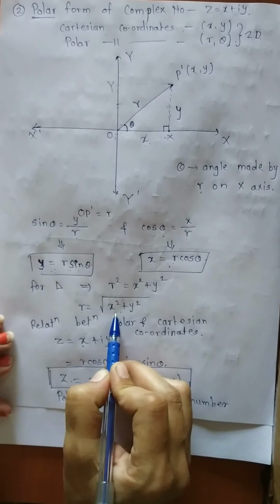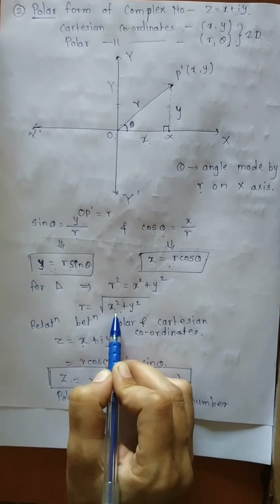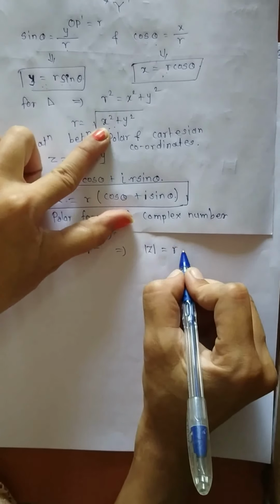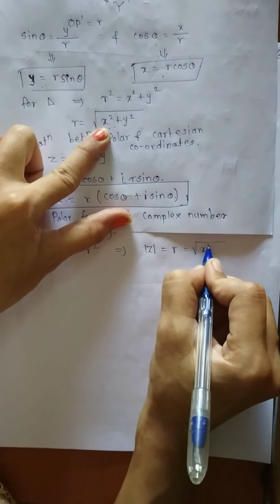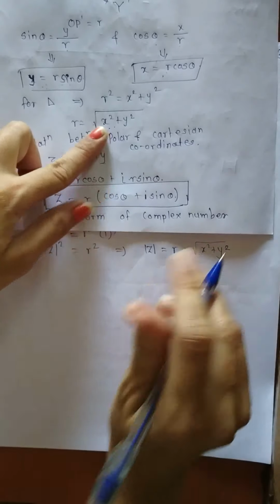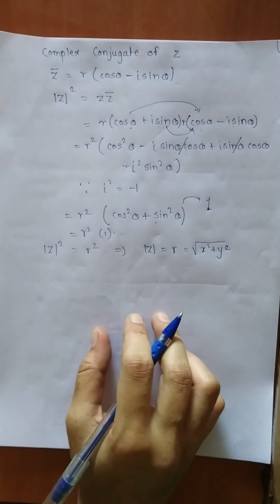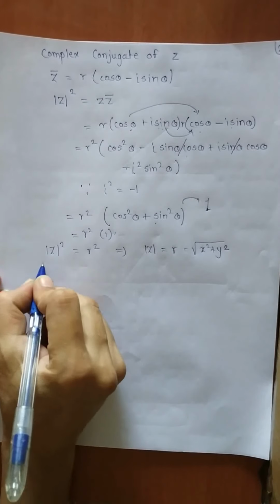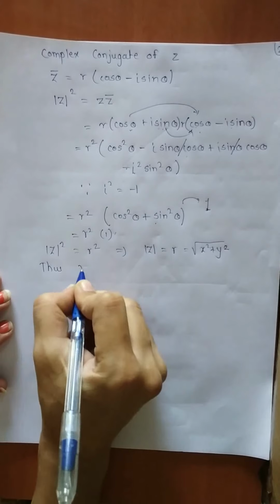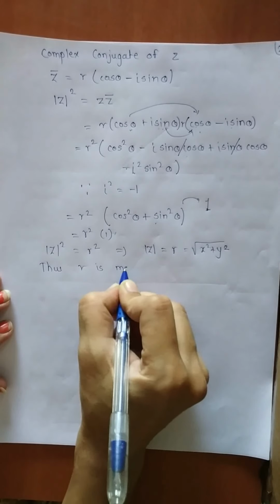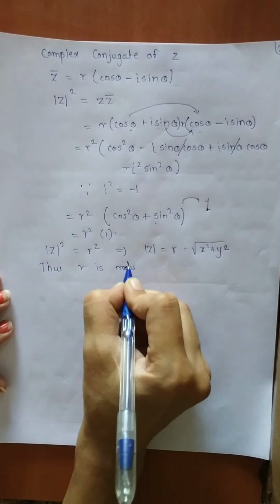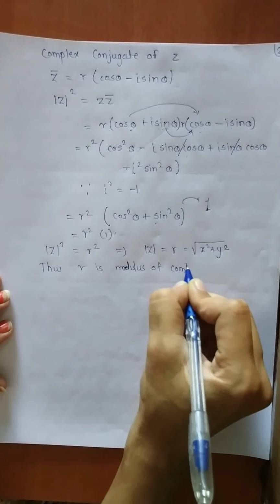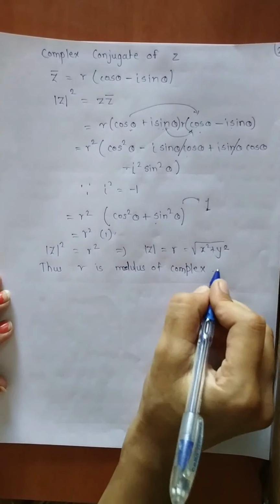We already know what r is from the previous discussion: r is root x square plus y square. So we substitute this value of r, that is, root x square plus y square. So this is nothing but the modulus of the complex number. So I can say that r is the modulus of the complex number, that is z.